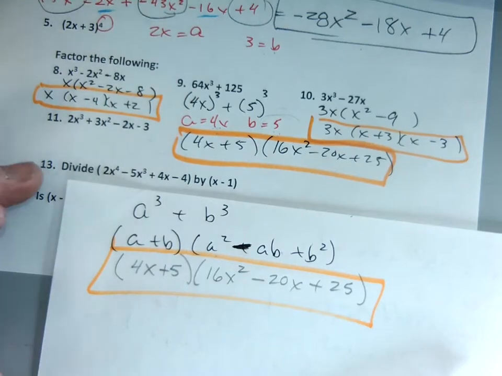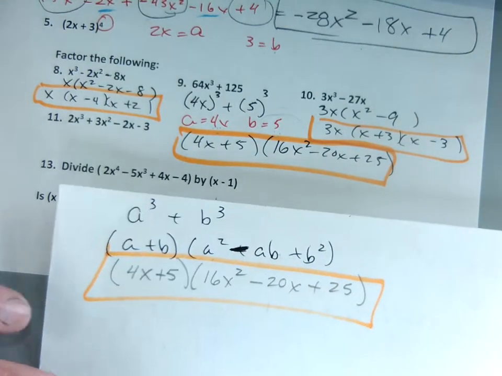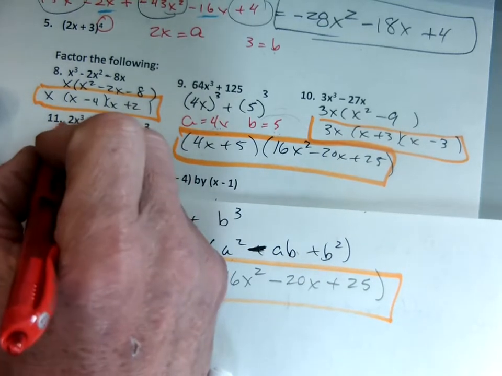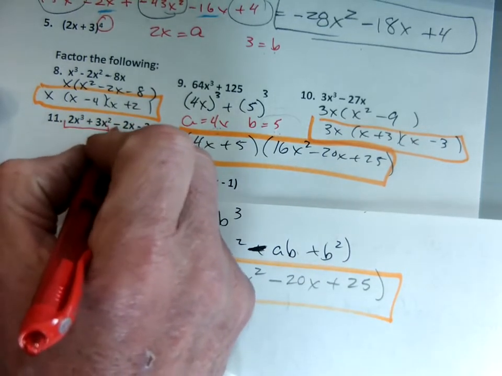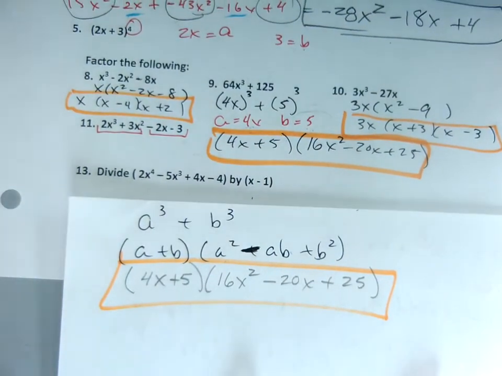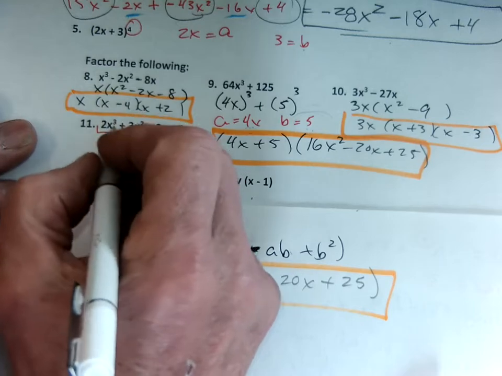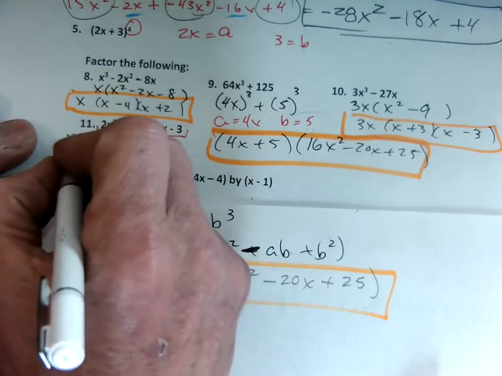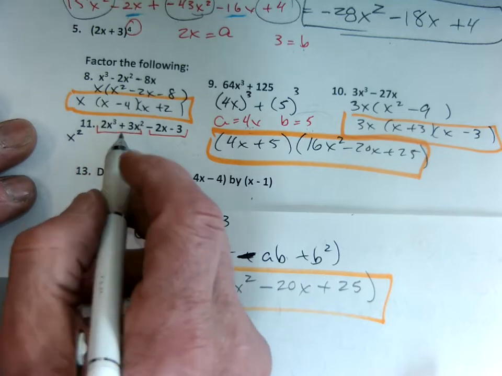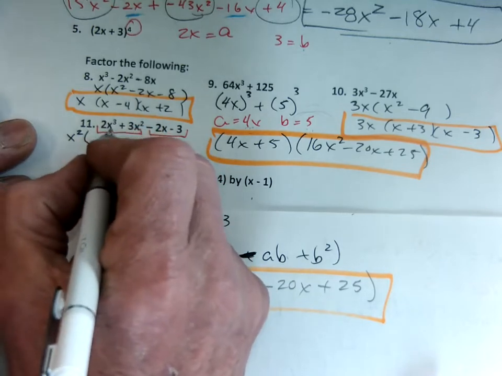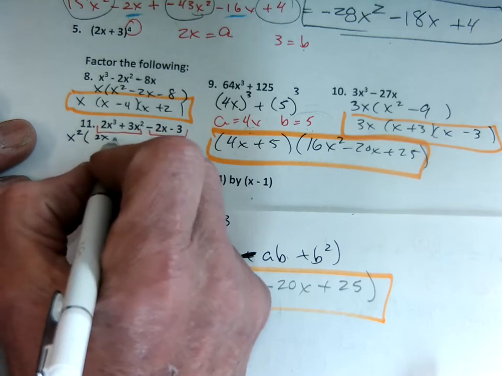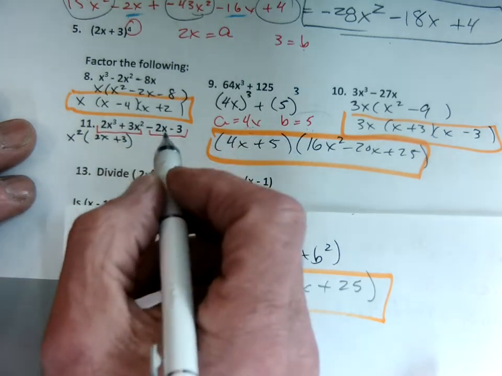Number 11, okay, we're getting there. Number 11 I'm going to do by grouping. There's 4 terms. When I see 4 terms, I like to do grouping. Put these two together, these two together. So what I see is a common x squared on the first two. All they have in common is just an x squared. Then if I pull out a common factor of x squared, I'd have a 2x plus 3 left over.